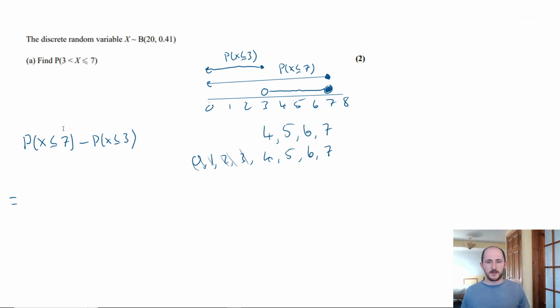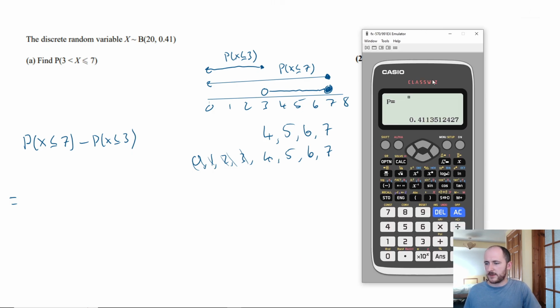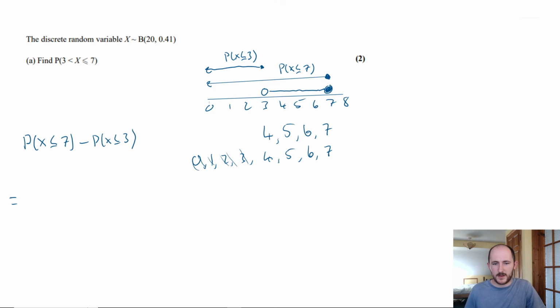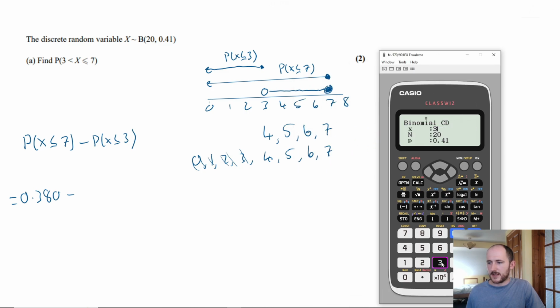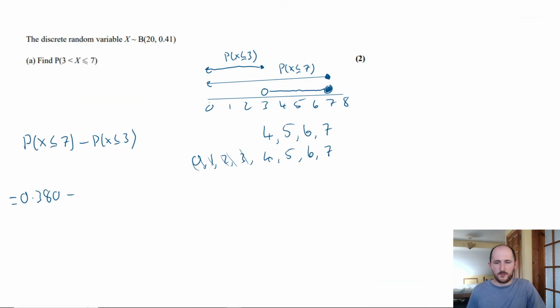So once again, we're going to be using the good old-fashioned cumulative distribution. I believe I was on the cumulative distribution before. Yep, Binomial CD. So I'm going to put the 7 in first. And if I remember, n is 20 and the probability is 0.41. So we have 0.380, let's just call it for funsies. And we're going to subtract. Change that to a 3. 0.013, let's call it.